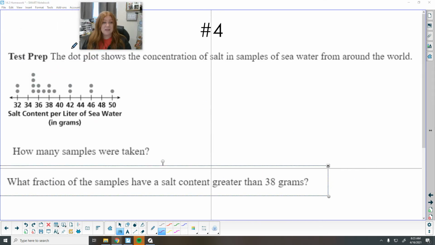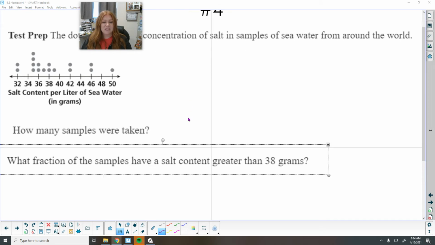Number 4, the dot plot shows the concentration of salt in samples of seawater from around the world. So this is how many grams per liter of salt there are in different places. So how many samples were taken? Another question is how many observations were there? So we're just counting how many samples they took. So each dot represents one sample.